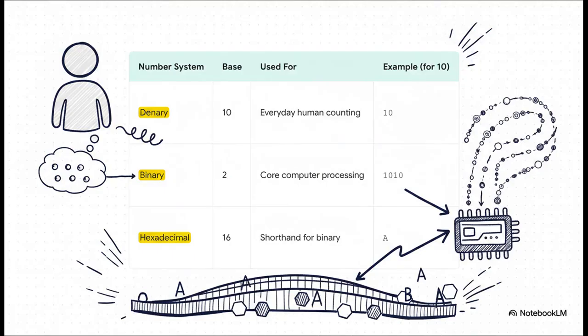So what's so cool about this is how it kind of translates between our world and the computer's. We humans use the denary system, base 10, 0 through 9. The computer, though, it's all binary, base 2. And then you've got programmers. They often use hexadecimal, base 16, because it's a much cleaner, shorter way to represent those super long strings of 1s and 0s. It's the perfect bridge between human and machine.